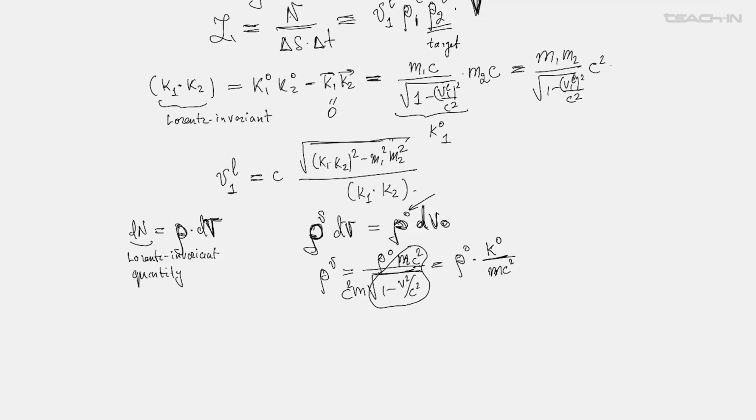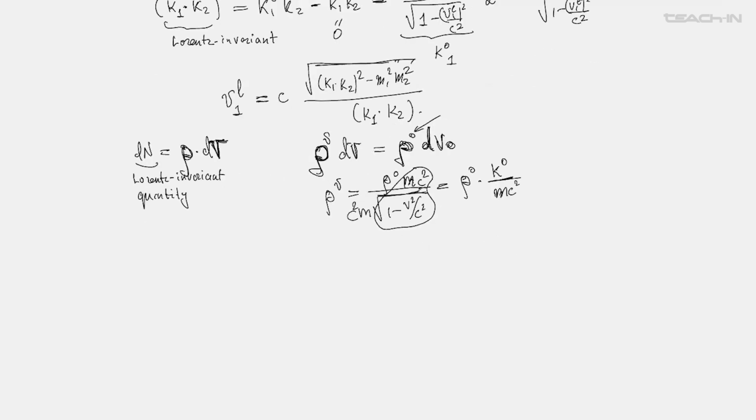Now, we have introduced a number of different densities. I introduced density in the rest frame, density of particles in the moving frame, where particles move with velocity v, and the density of particles in the laboratory frame.